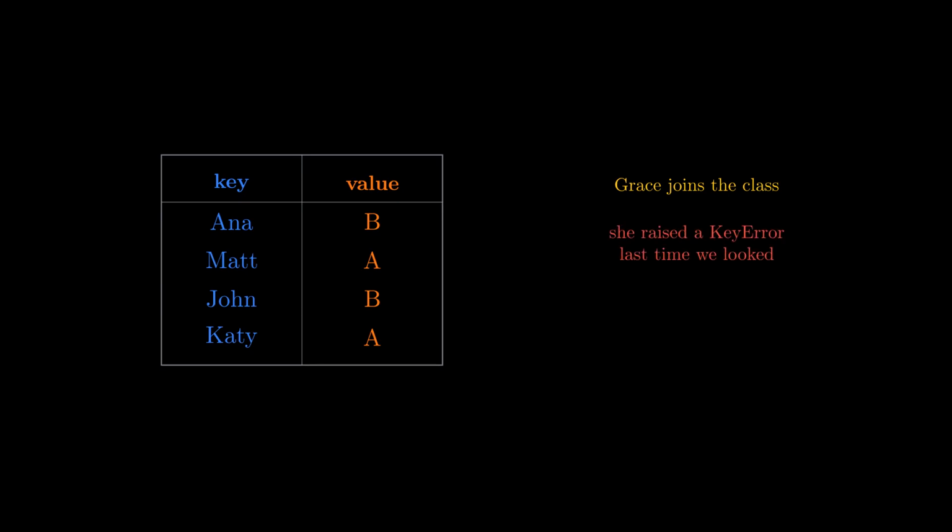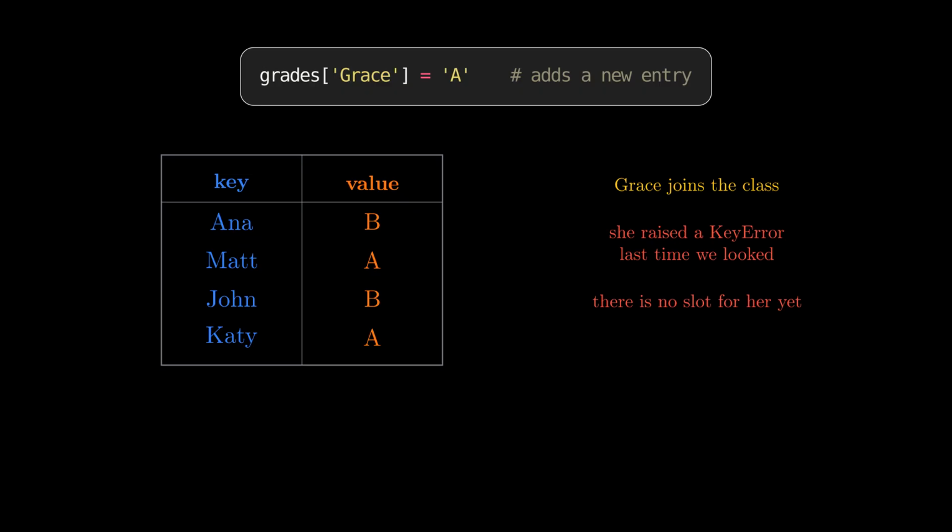Here is our dictionary, grades. It maps 4 students to their letter grades. Anna to B, Matt to A, John to B, and Katie to A. Now suppose Grace joins the class, the same Grace who raised a key error last time we looked her up. There is no slot for her yet. To add her, we take grades, and at the key Grace, we assign the grade A.